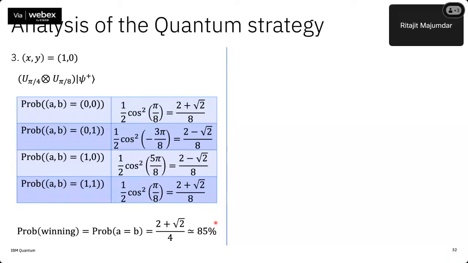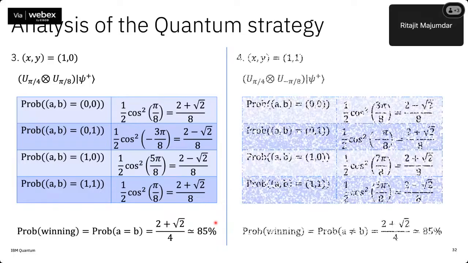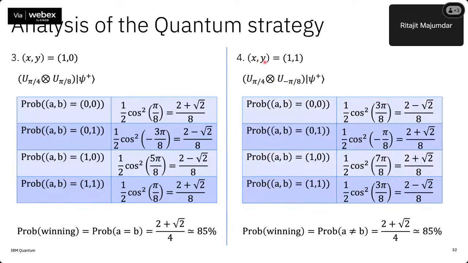Fine. All of this was great. Where we got stuck was 1, 1. This is what was giving us the trouble in the classical case, where Alice and Bob should have different answers, not the same answer. So now when x and y are 1, 1, I get u pi by 4. Alice applies this, Bob applies this. Now Alice and Bob should have different answers. So 0, 1 and 1, 0 are acceptable answers. You add these two, you get the probability of 85%. So in all the four cases, the winning probability is now roughly 85%.